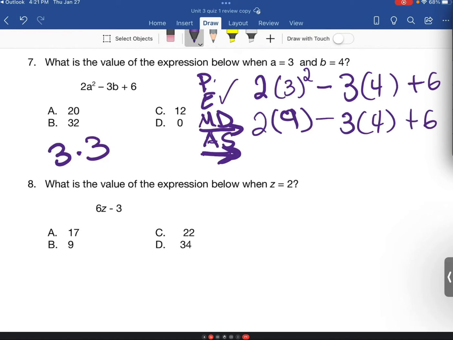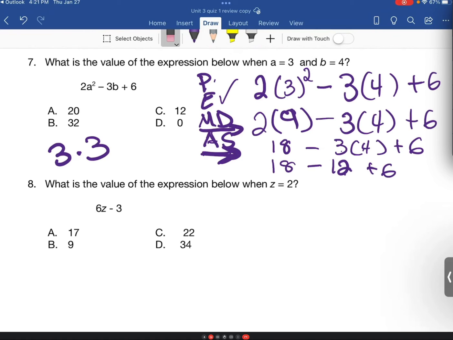Now we're going to work with our parentheses and evaluate them. Now, it doesn't matter if you do both at the same time or you do one and then bring it down. I like to do one and bring it down. I like to do step by step by step. So I'm going to do 2 times 9 equals 18 minus 3 times 4 plus 6, right? And bring that down. 12, right? 3 times 4 is 12 plus 6.